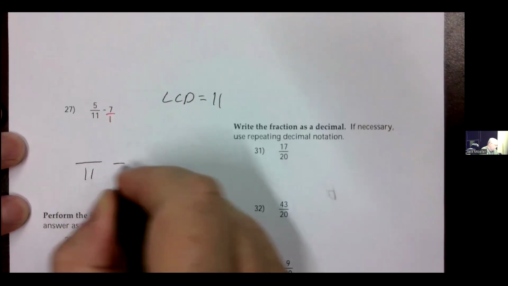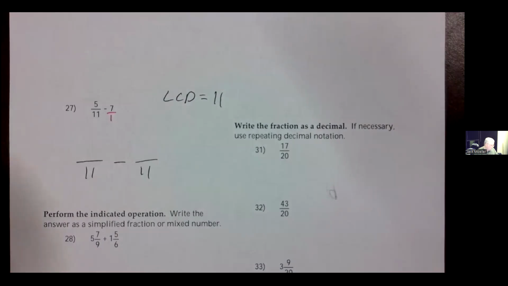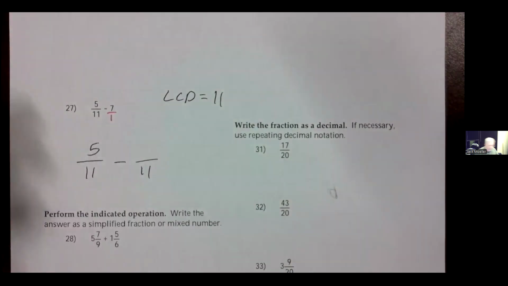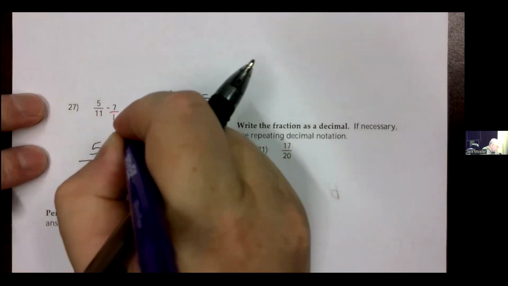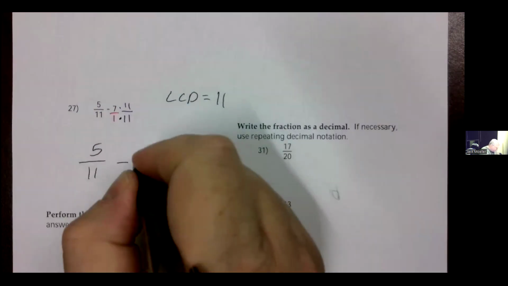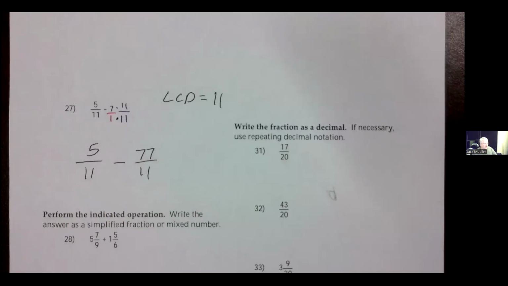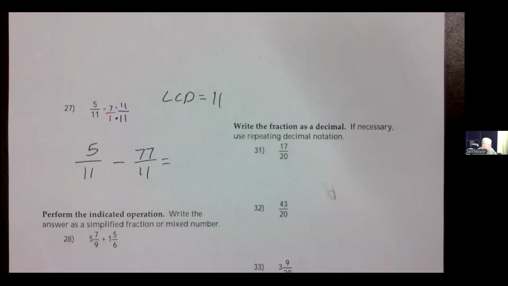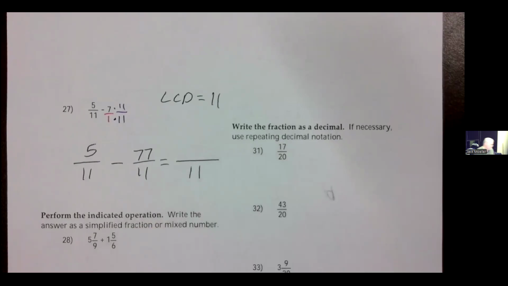We need both of these over 11. Well, 5/11 is already over 11, so we don't really have to do anything with that. For the 7 over 1, you multiply the bottom by 11, which means multiply the top by 11. We get 77 over 11. This is looking ahead a little bit because we haven't talked about integers officially, but we do know this is over 11. And so how do you do 5 minus 77? When in doubt, always have your calculator as a backup.